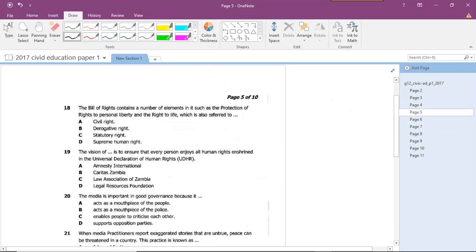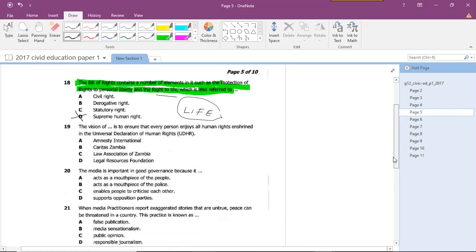Okay, so let's look at our last three questions. The Bill of Rights contains a number of elements in it, such as protection of rights to personal liberty and the right to life, which is referred to as a supreme human right. Life is something intrinsic, you're just born with it. So that becomes a supreme human right, the right to life.